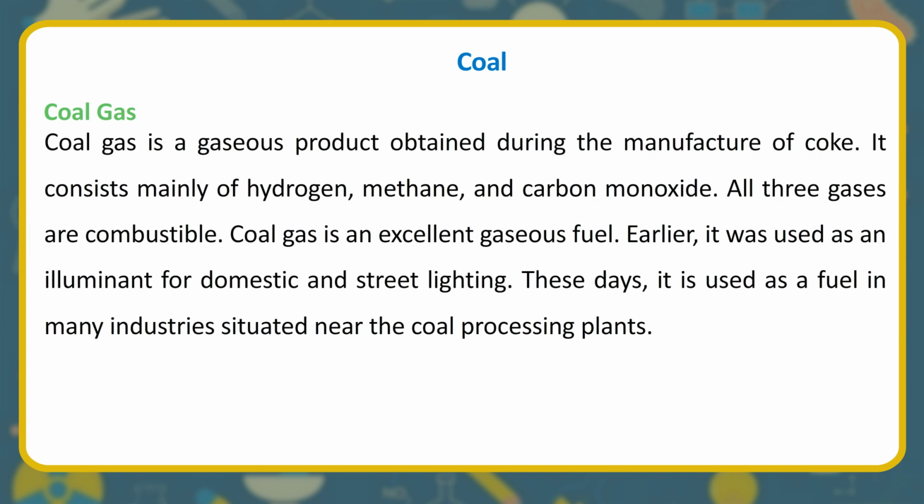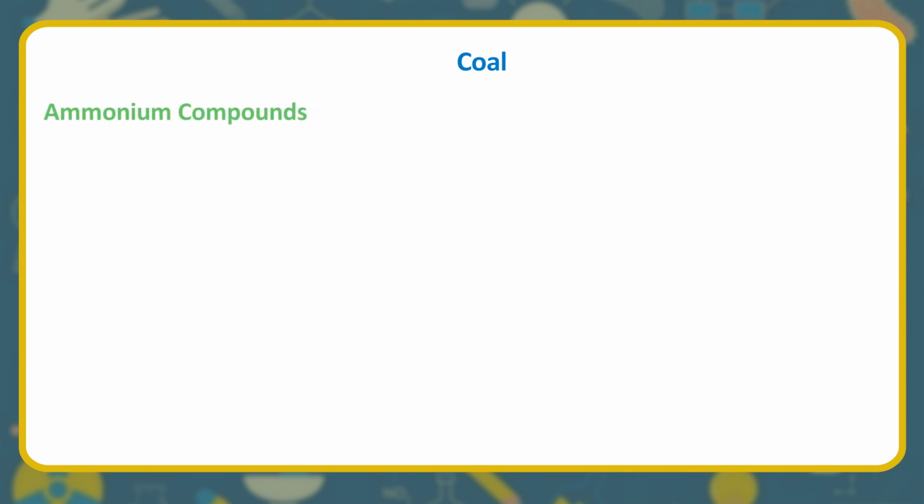Coal gas. Coal gas is a gaseous product obtained during the manufacture of coke. It consists mainly of hydrogen, methane, and carbon monoxide. All three gases are combustible. Coal gas is an excellent gaseous fuel. Earlier, it was used as an illuminant for domestic and street lighting. These days, it is used as a fuel in many industries situated near the coal processing plants.